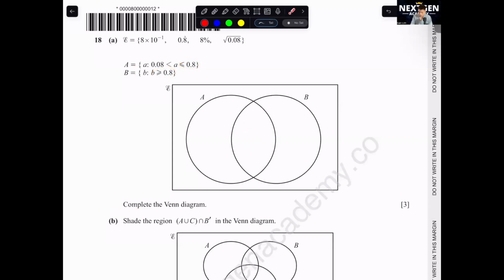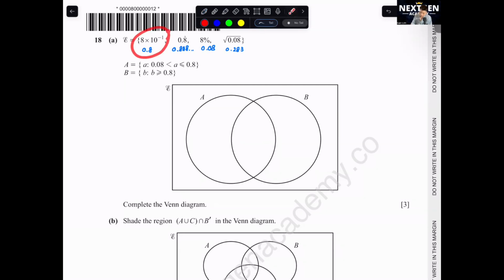Since they give you decimal places, we change all of these values to decimals first. 8 times 10 to the power negative 1 means 8 divided by 10, which is 0.8. 0.8 with the dot notation is 0.888 dot dot dot. 8% is 0.08. Square root 0.08, you all need to use a calculator. So here it will be 0.283.